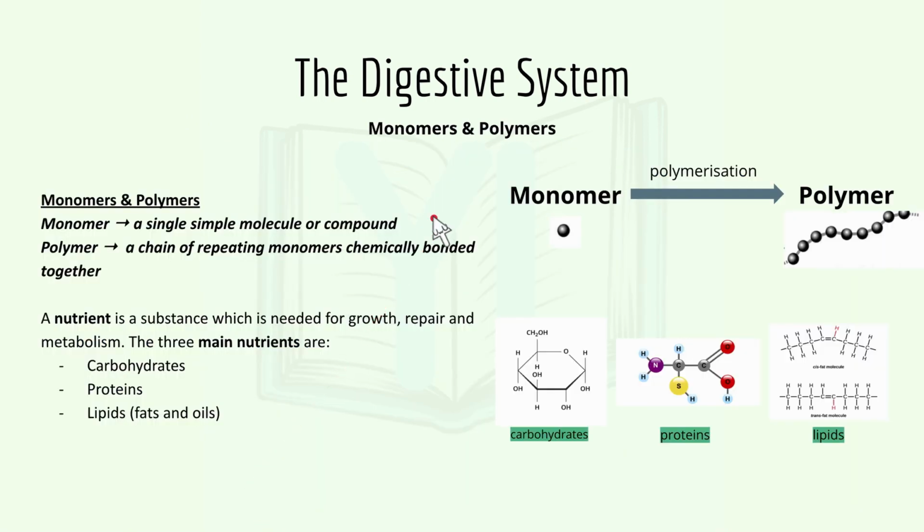And then we have monomers and polymers. Monomers are single simple molecules or compounds, and polymers are a chain of repeating monomers chemically bonded together. And a nutrient is a substance which is needed for growth, repair, and metabolism. The three main nutrients are carbohydrates, proteins, and lipids, which are polymers. So going from a monomer to a polymer involves a process called polymerization. And here are the three main nutrients, or the polymers.